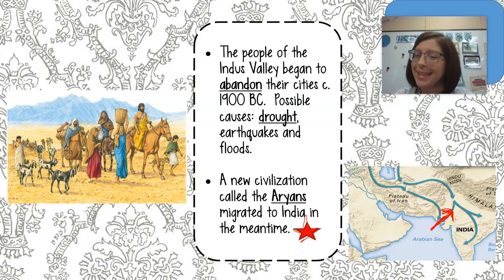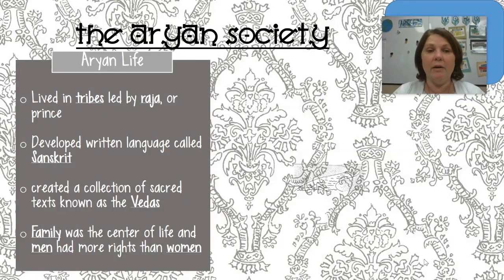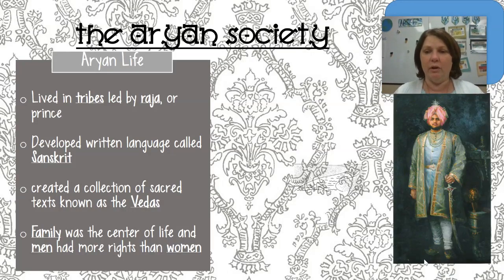Okay, bye. Okay, so we want to talk about Aryan life. So let's just get straight to the point. We're going to talk about tribes living in this region, in the Harappa and Mohenjo-daro area, and if they were led by a Raja or a prince, very well dressed and stately. He would be somebody that everybody would look up to and respect.